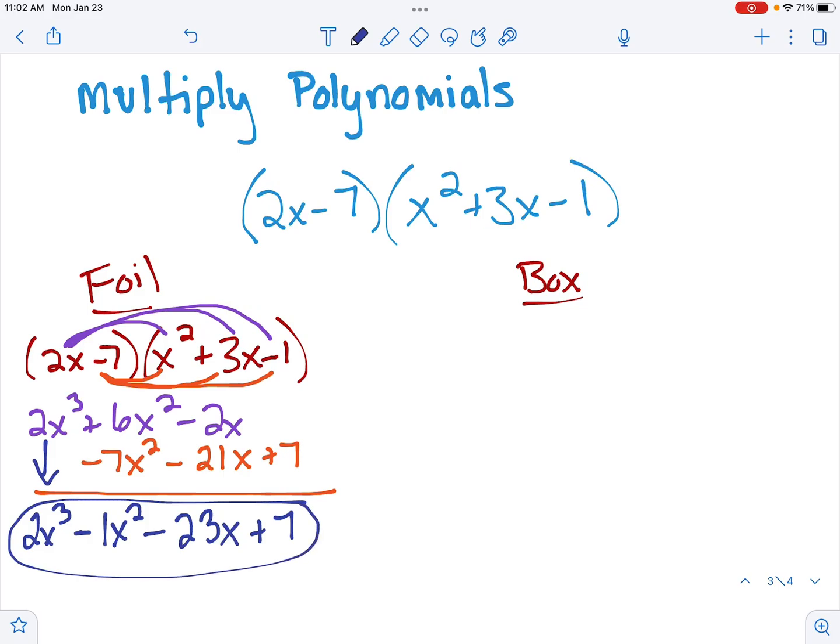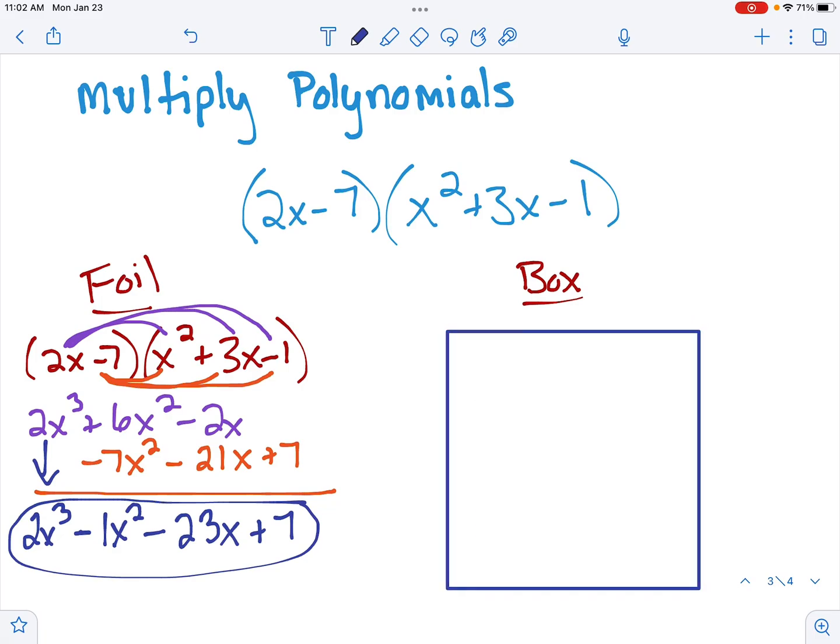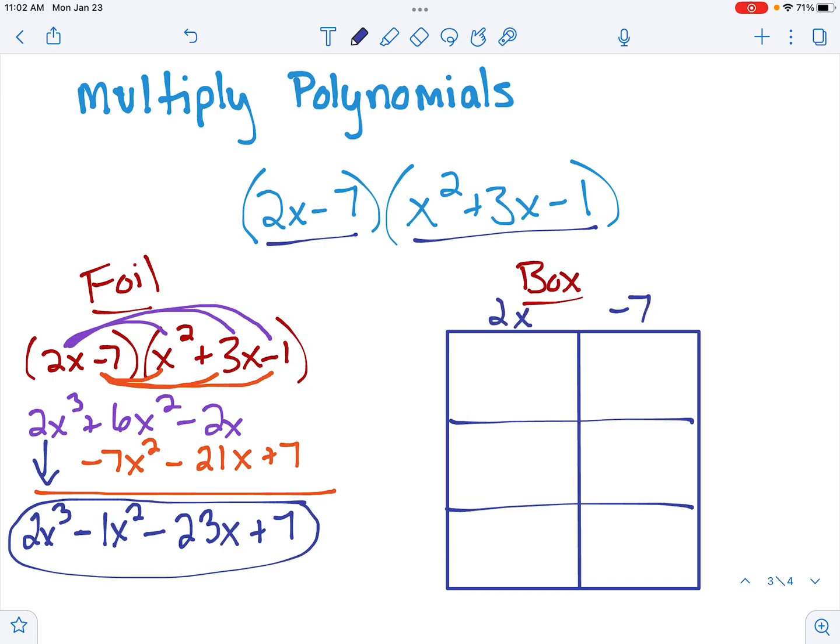Let's see if we get the same thing with the box method. So now for the box method, it's going to be a little bit different. Depending how you set up your box, make sure you have enough terms. So my first one is 2 terms, so I'm going to make 2 boxes on the top. My next one is 3 terms, so I'm going to make 3 boxes going down the side, which means my first parentheses on top. So I'm going to put those 2 terms. My second set of parentheses is going down the side.